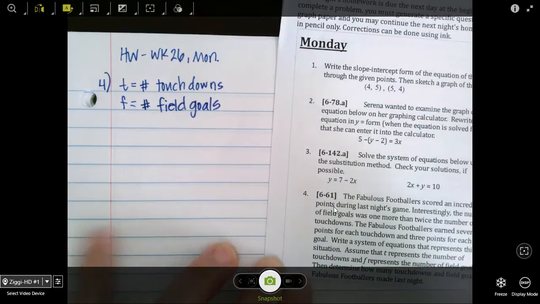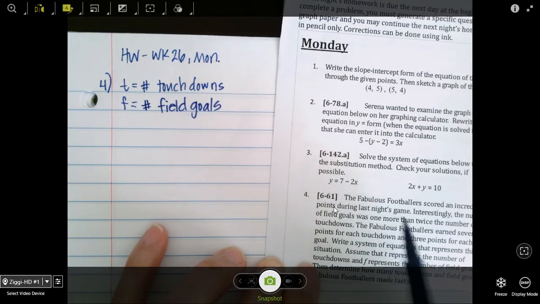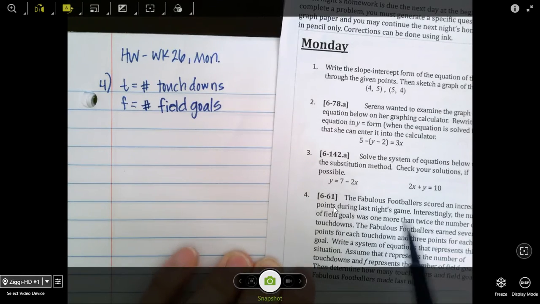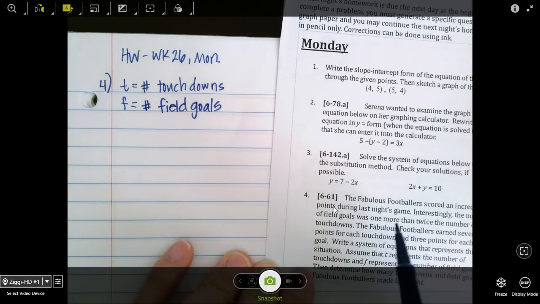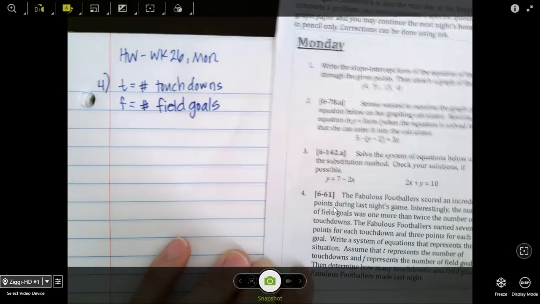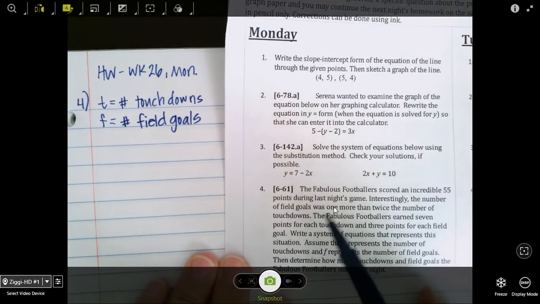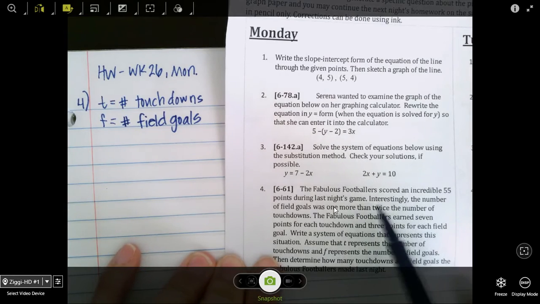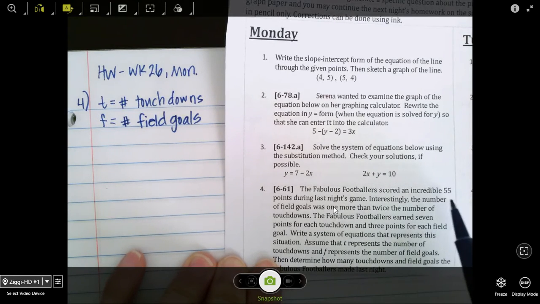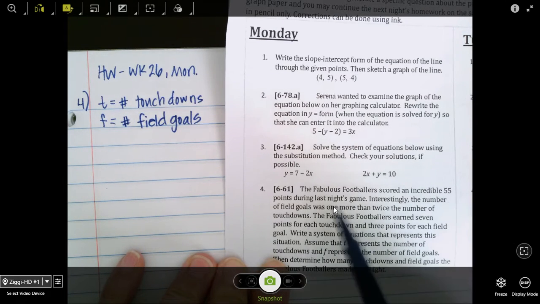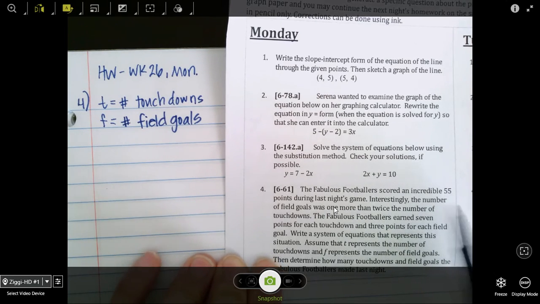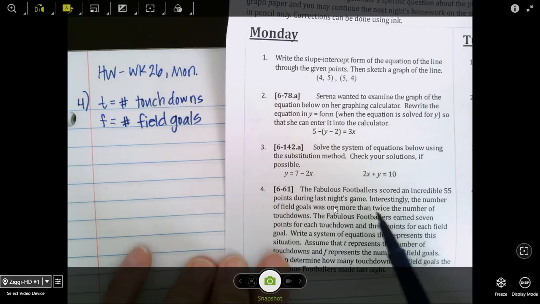Then we have to go back into the paragraph and look at each sentence one by one and use the clues that tell us how to set up our equations so we can solve to get the answers. The first sentence tells us that they scored a total of an incredible 55 points. It doesn't say total, but that's how much was scored by the one team. So keep that on the back burner as we move to the next sentence.